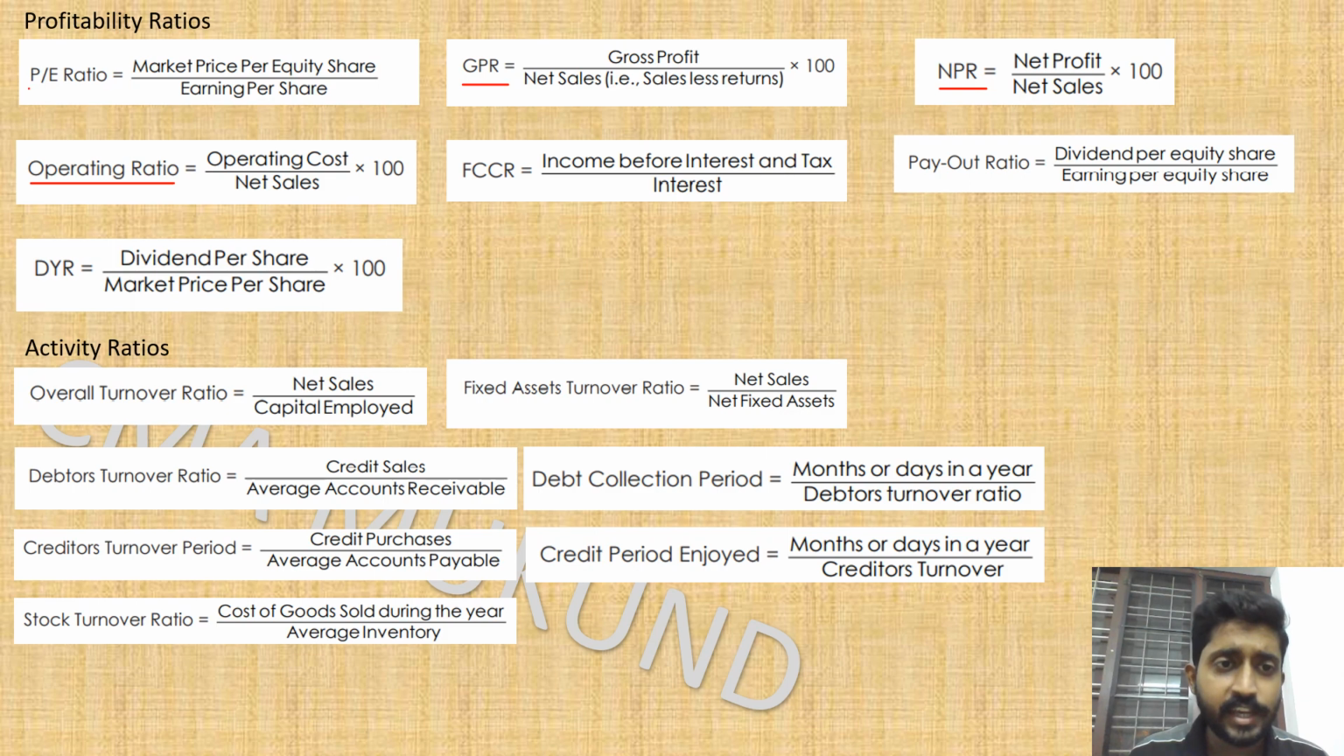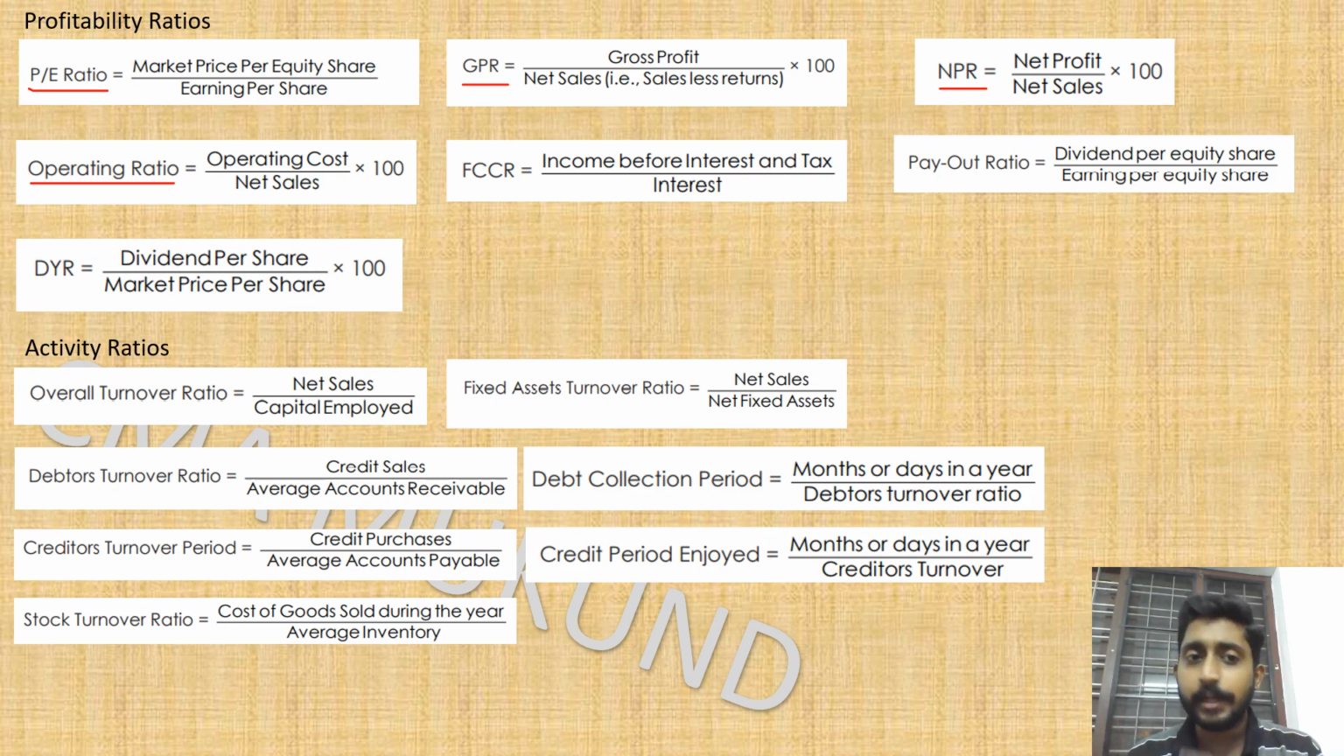PE ratio. The PE ratio is a widely used ratio by all stock analysts. If you are a trader in the share market, for analyzing the fundamentals of a share before you invest in a particular share, you will see what the PE ratio is. So what is the PE ratio? P means price, E means earning. The price of a particular share divided by the earning of that share will give you the PE ratio.